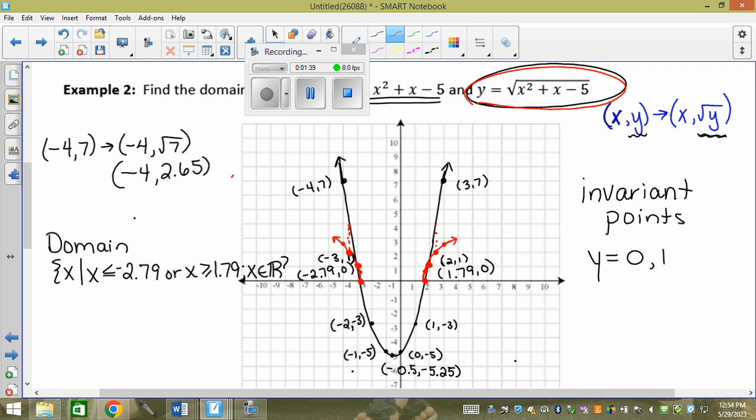In set notation, it looks a little funkier. We go negative infinity to negative 2.79 square bracket, and or is union in set notation. It looks like a U. That means or. And is the opposite way. And then we're going from 1.79 equal to infinity.